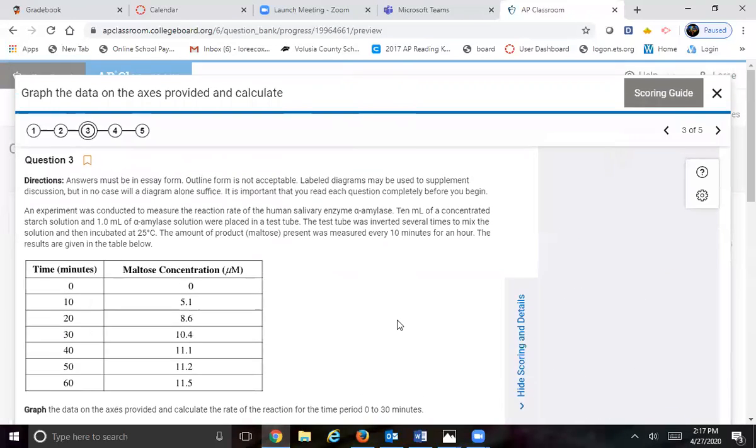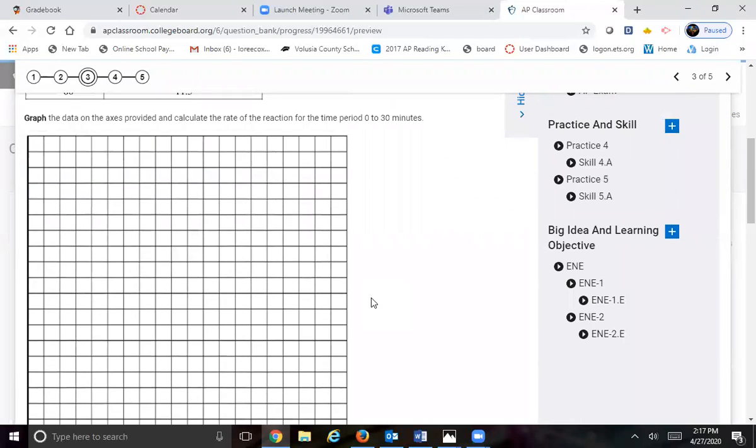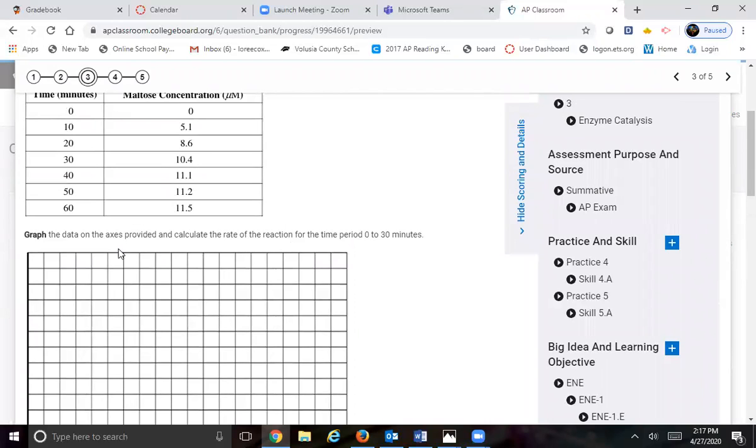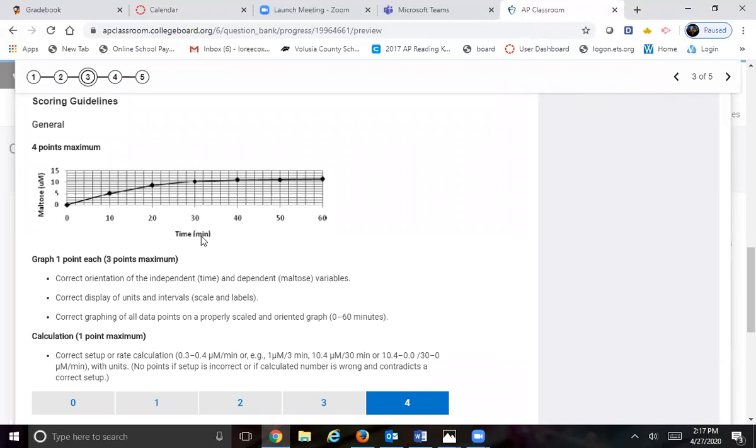Okay, question number 3, they asked you to create another graph. And this time the graph, instead of making that arc, it says graph this, and then you had to read, it wasn't bolded, it says calculate the rate. And rate is the slope of the line from 0 to 30. Okay, so we have a graph down here, and you should have time in minutes on the x-axis, maltose in micromolarity on this. And then they wanted you to calculate the rate.